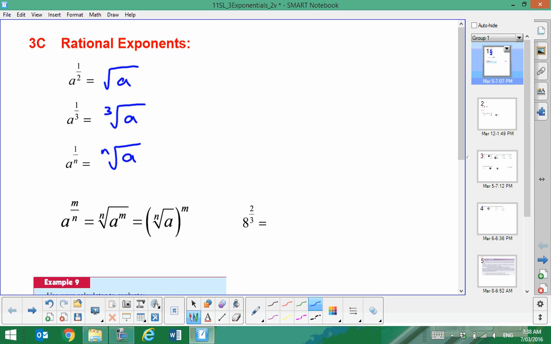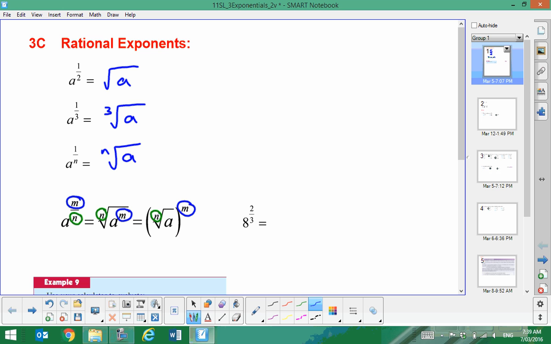So we can combine that with our normal powers, our integral powers. So we have m over n for our exponent. Then that means we've got the power of m for base A, and the n refers to the root, so we have the nth root of A. And it doesn't matter whether we take the nth root first and then raise it to the power of m, or whether we do the power of m first and take the nth root.